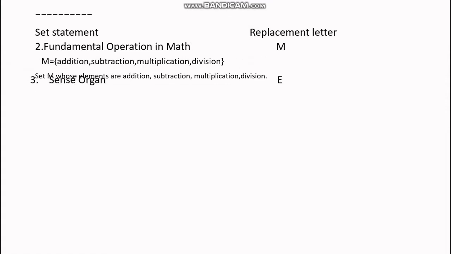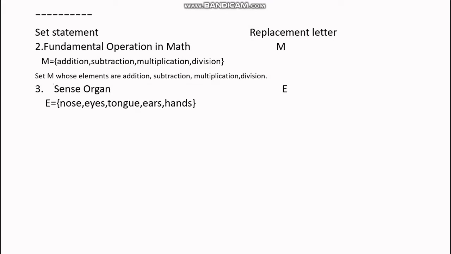Next, number 3, about sense organ. So previously, the sense organ, we replace it with letter E. Now, therefore, our set now is set E. How to write this into roster method? What are the sense organ? It composes of the 5: nose, eyes, tongue, ears, and hands. Unsaon na ito pagsulat. Okay. So, this is how we will write roster method in math. How to read? That is, set E, whose elements are ears, nose, tongue, eyes, hands.